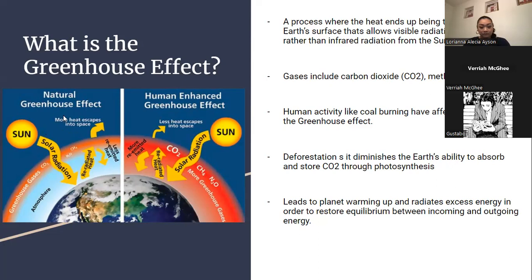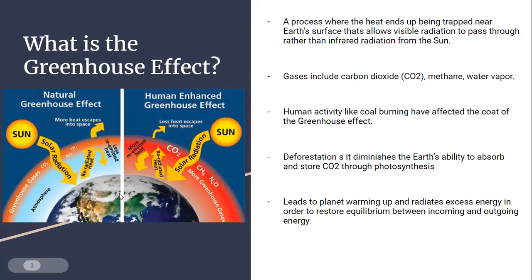What has been affecting the greenhouse effect? Since the early 1850s, human activity like coal burning has been diminishing this layer of coating that protects us. Another factor that affects the greenhouse effect is deforestation, which diminishes the Earth's ability to absorb and store carbon dioxide through photosynthesis. This leads to the planet warming up and radiating excessive energy in order to restore equilibrium between incoming and outgoing energy.